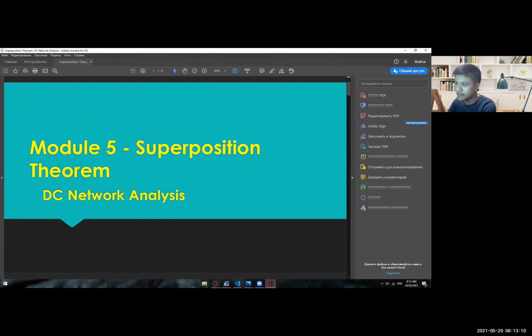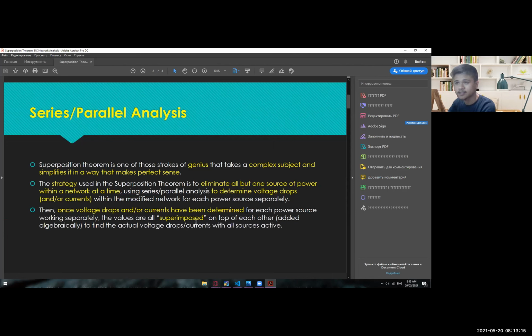Module 5 will be about superposition theorem, DC network analysis. Here's the definition of a superposition theorem. Superposition theorem is one of the genius ways to simplify or solve a complex circuit in a way that makes perfect sense. Like Kirchhoff's law and the Maxwell or mesh current method, superposition theorem is one of the best ways to eliminate or simplify a complex circuit into a very simple circuit.